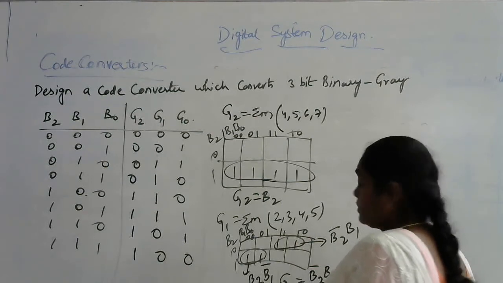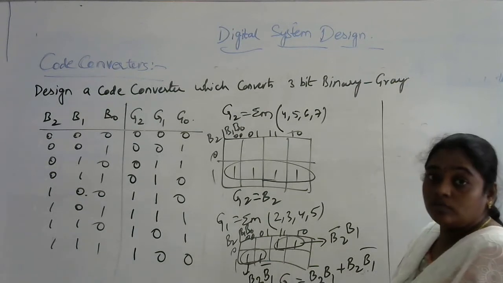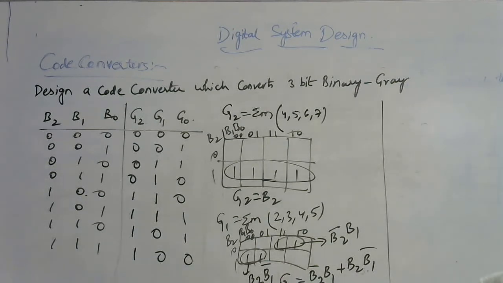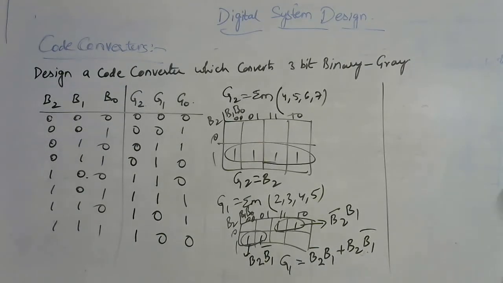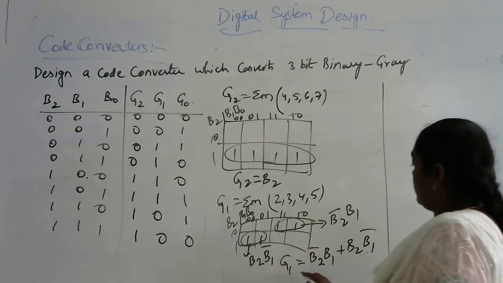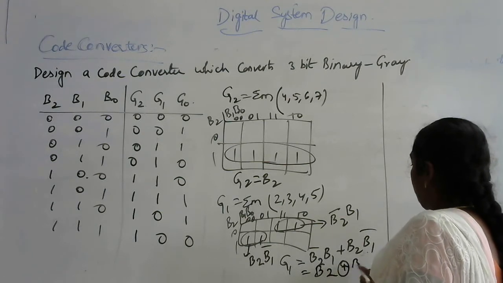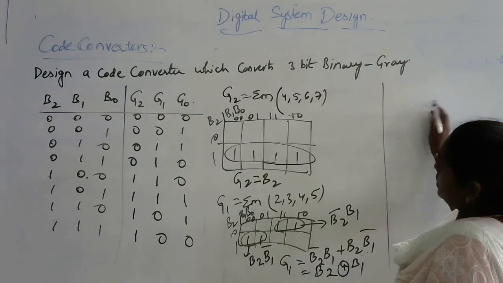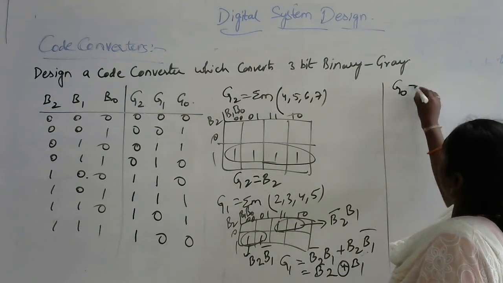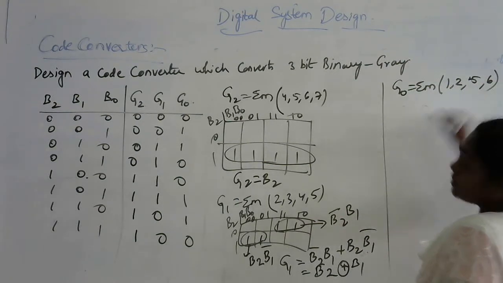Or I can say that G1 is equivalent to B2 XOR with B1. Similarly, the third is for G0. For G0, we are having sigma m of 1, 2, 5, 6.